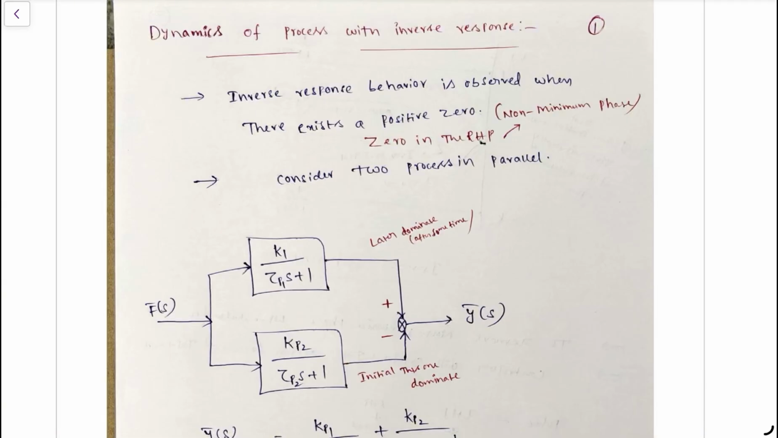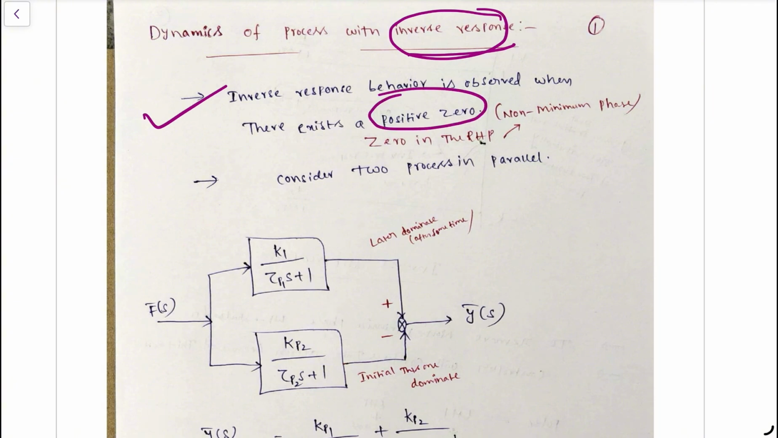So now, after understanding inverse response system conceptually, let us study the mathematical dynamics behind the inverse response. Inverse response is generally observed when the transfer function contains a positive zero. Remember, this is very important.